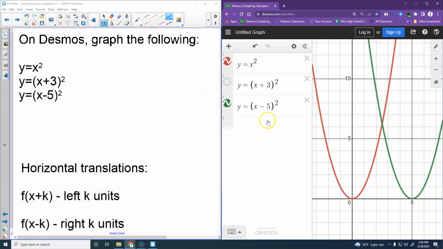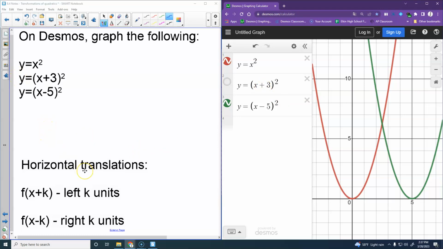You'll see this more with different types of equations. I do a lot with it in pre-cal also, and we still reference back to it in calculus sometimes. These rules apply all the time. But anything on the inside of the parentheses just works backwards from what you would think. So if you put plus 3, it actually moves it left 3, right?